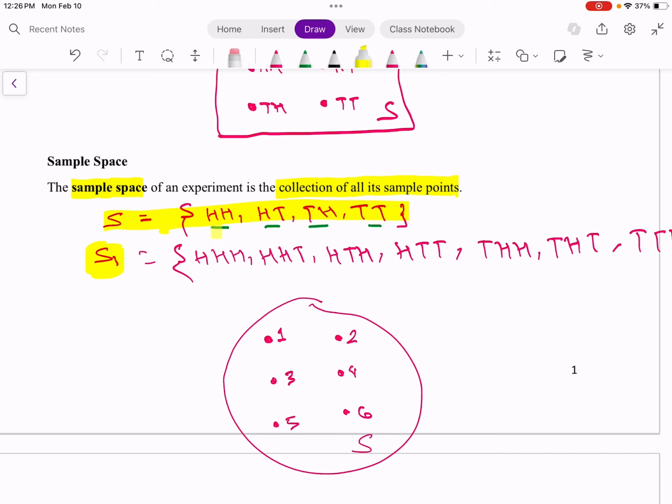So each sample point has its own probability, and when you add the probability of getting head-head, head-tail, tail-head, and tail-tail, the sum of probabilities of these 4 outcomes has to always equal 1. Okay, it's always 1.